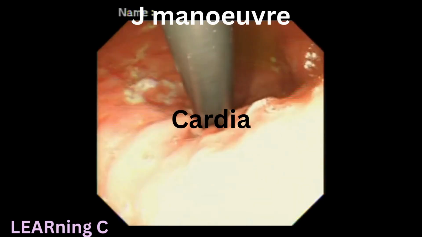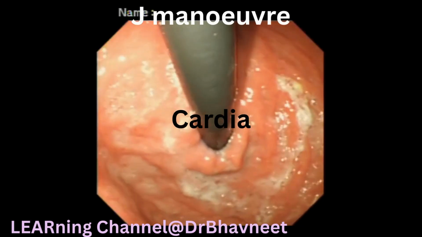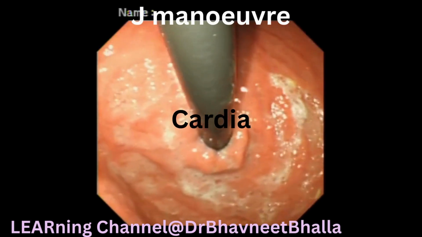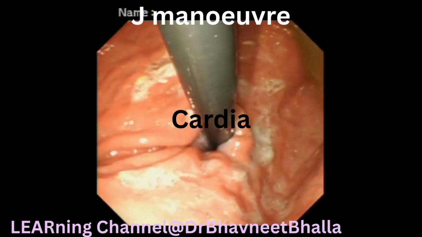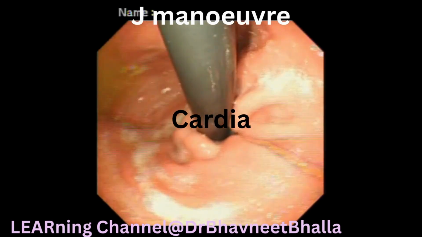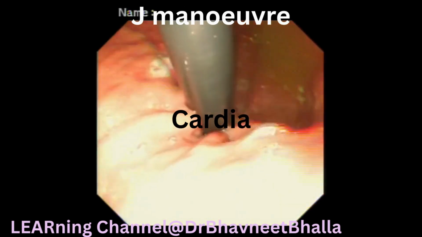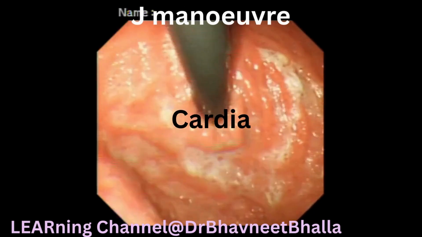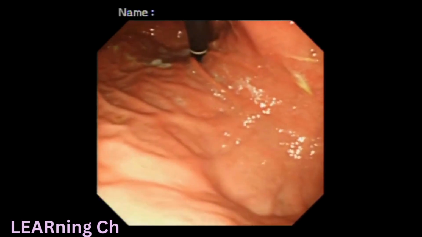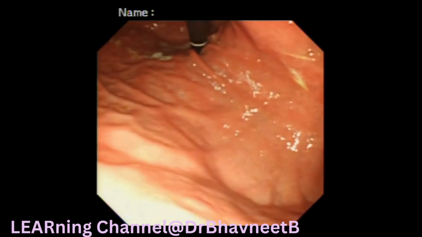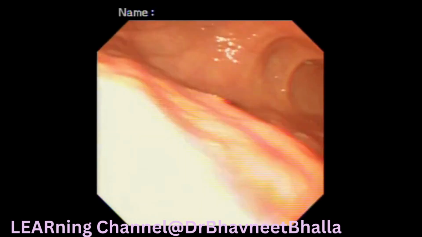Do a complete 360-degree examination of cardia and then examine the gastric fundus. After examining the cardia and gastric fundus, then let go of the upangulation and bring the scope to straight position.